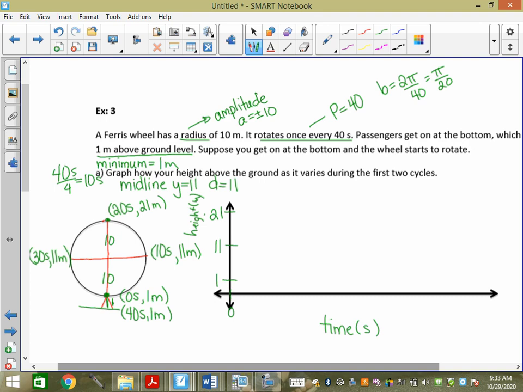I have 0. I have 10, 20, 30, 40. Sometimes they'll say, can you please sketch it for 2 full revolutions? Then I'd have to go to 80, right? You have to really read what they want you to do. So I'm at 0, 1, 10, 11, 20, 21, 30, 11, 40, and 1. Remember, I don't want to see a peaked mountain. I want to see a nice rolling hill.